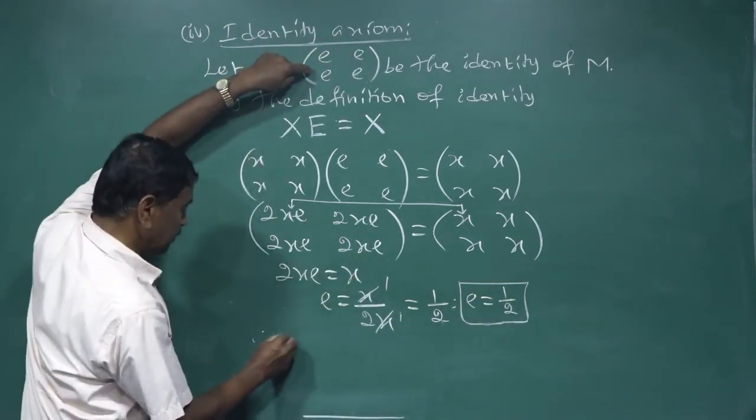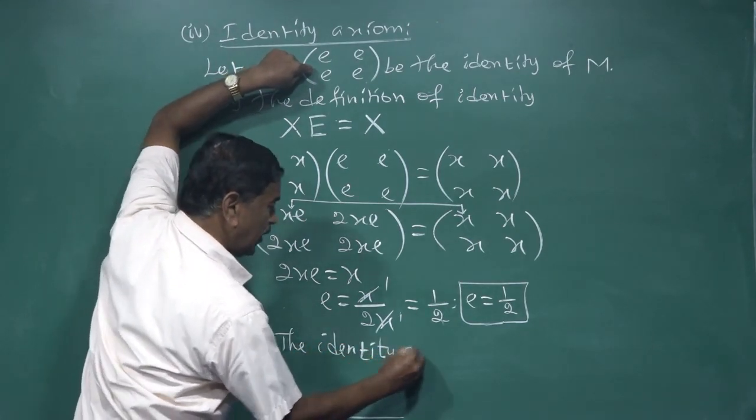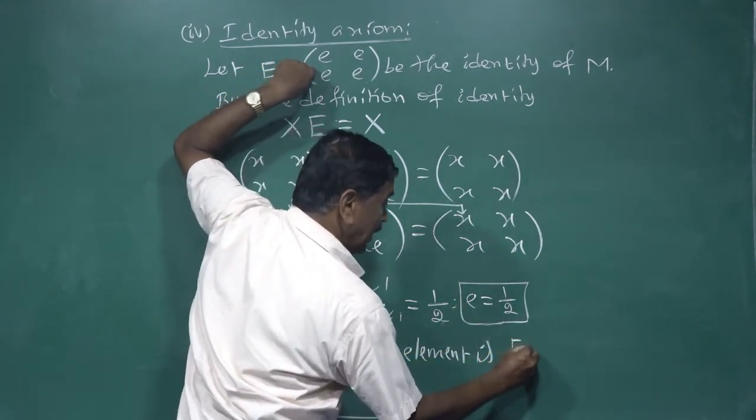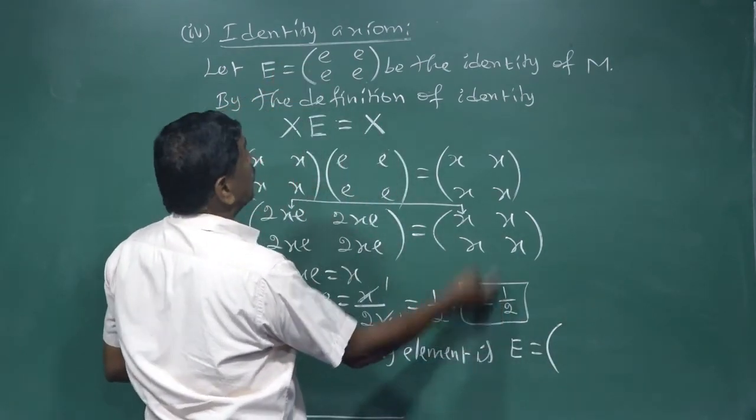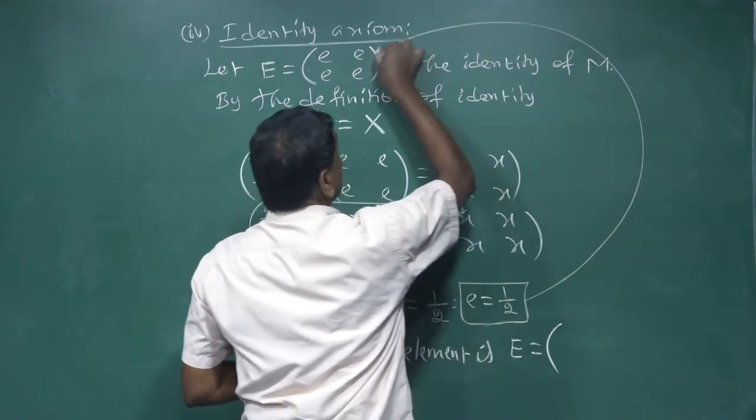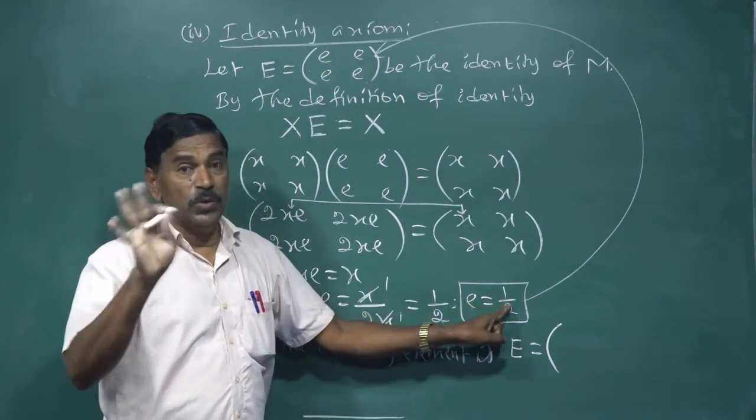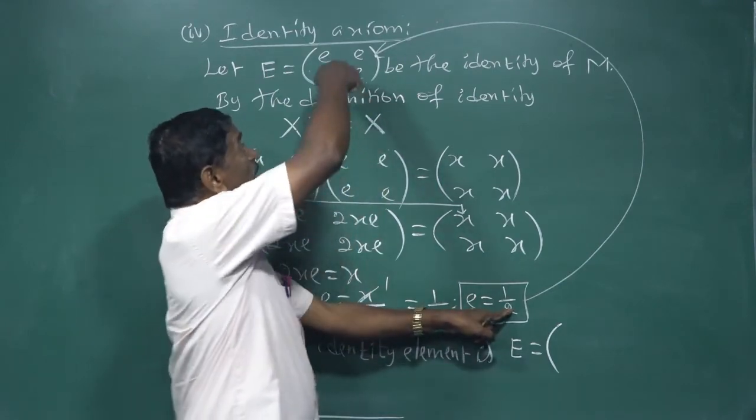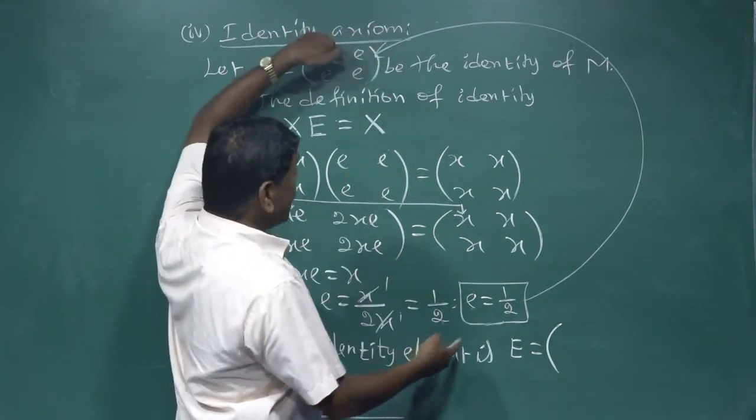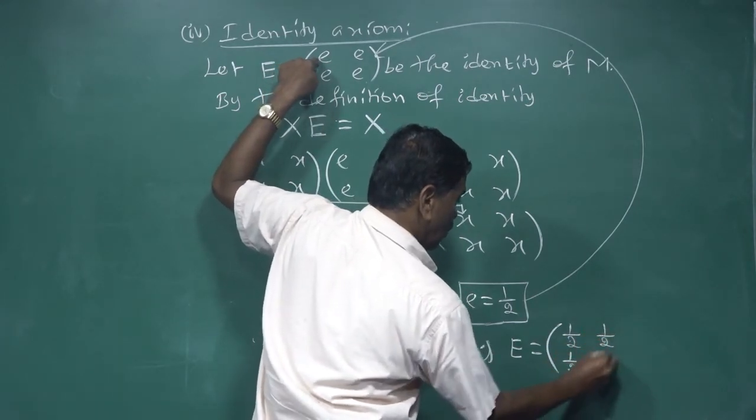Therefore, the identity element is capital E. Substitute this 1 by 2 in capital E. That is very important. Substitute 1 by 2 in the matrix because we need the answer in matrix form. E equal to 1 by 2 is not the answer. So substitute the e value in the capital E matrix, because we need the answer in matrix form. Therefore, capital E is equal to 1 by 2, 1 by 2, 1 by 2, 1 by 2.